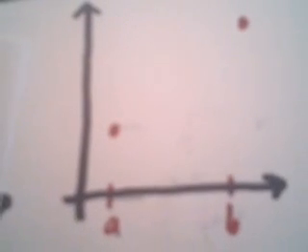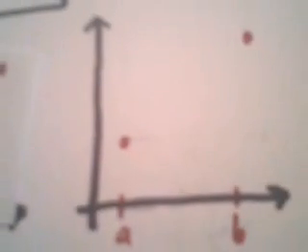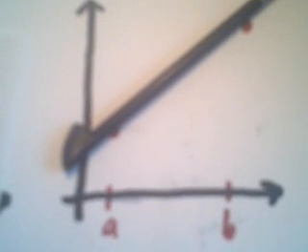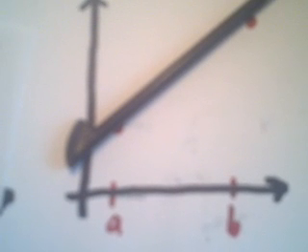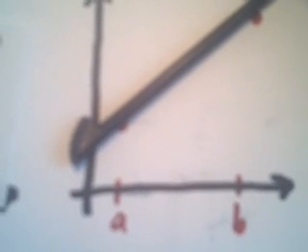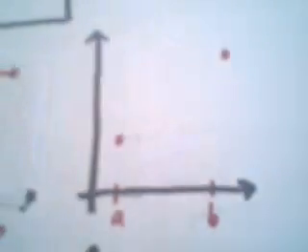Here's another situation. Here's again a closed interval from A to B, and here is my secant line. And I'm going to try to draw a function that is continuous where there is no tangent line that is parallel to the secant line. And how do we do that?